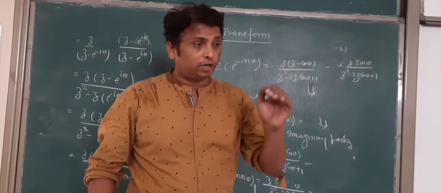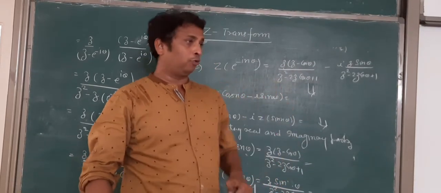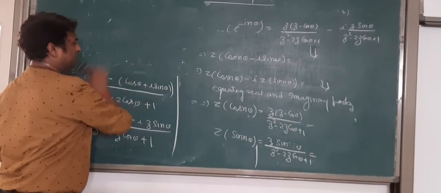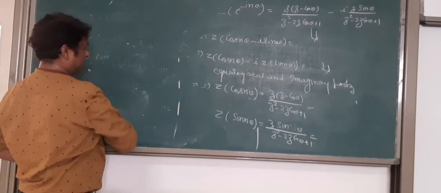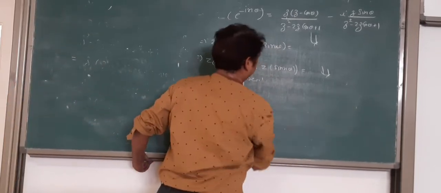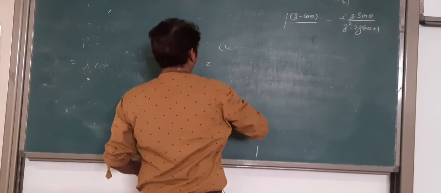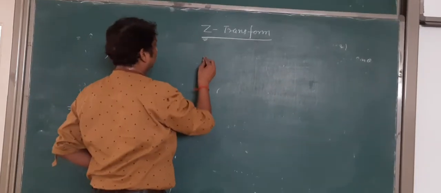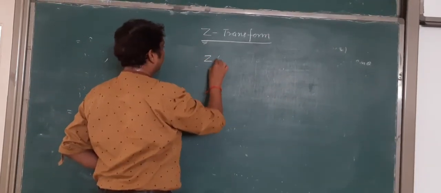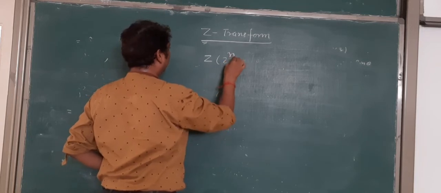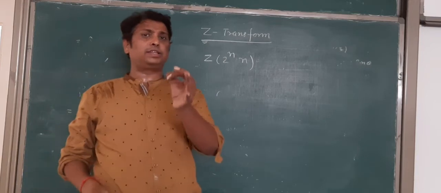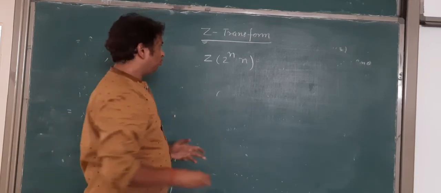Now we go for the application of the damping rule. Hope you understand. This is nothing, just a simple calculation. Nothing special is there in this z transform chapter. What is the z transform of 2 to the power n into n? If someone asks this, we know.